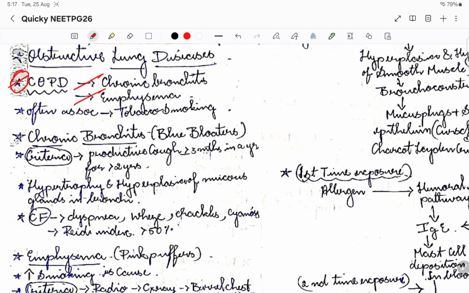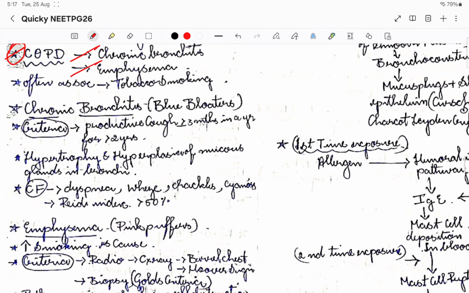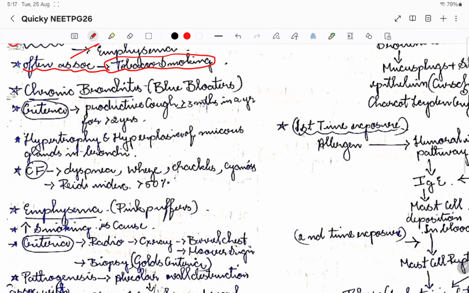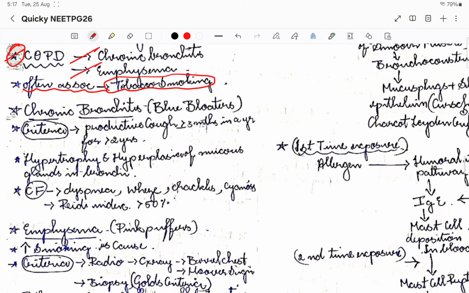Please remember, bronchiectasis is not a COPD. It is an obstructive lung disorder, but it is not a COPD. COPD consists of chronic bronchitis and emphysema. COPD is most commonly associated with tobacco smoking. Please remember. Now, with specifics to chronic bronchitis, what does that mean?